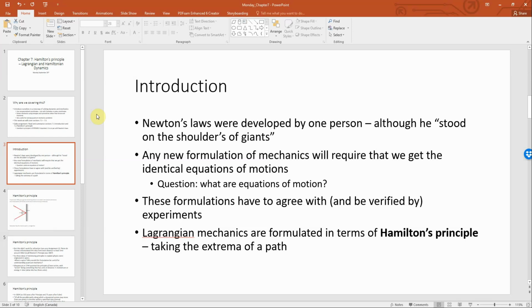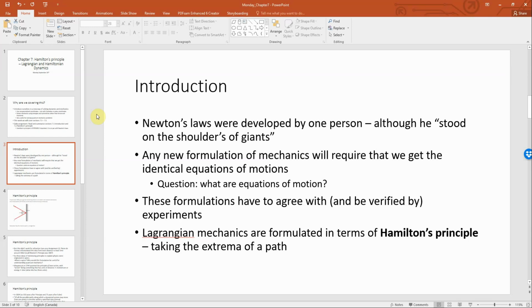The second point is any new formulation of mechanics, of course, requires that we get the identical equations of motion. We know how to solve a pendulum with Newton's laws. If we set up a pendulum and solve it with Lagrangian or Hamiltonian mechanics, we, of course, have to get the same equations of motion.